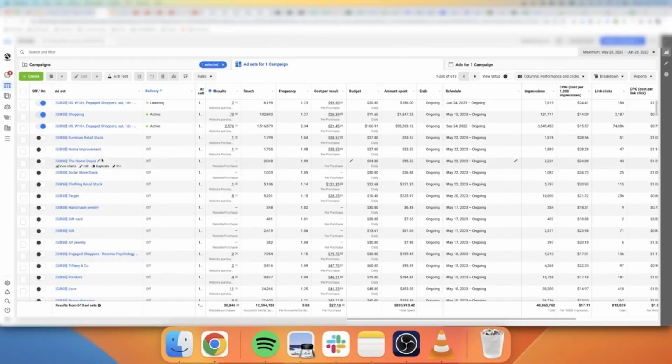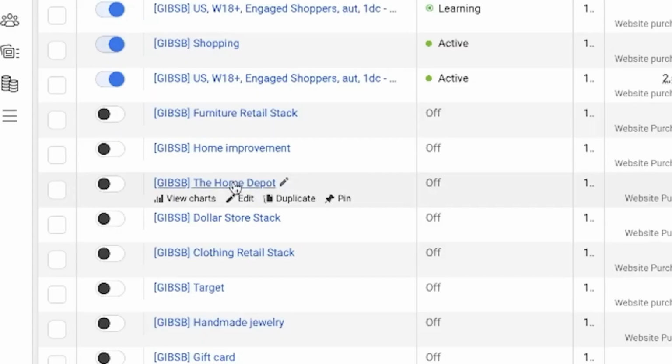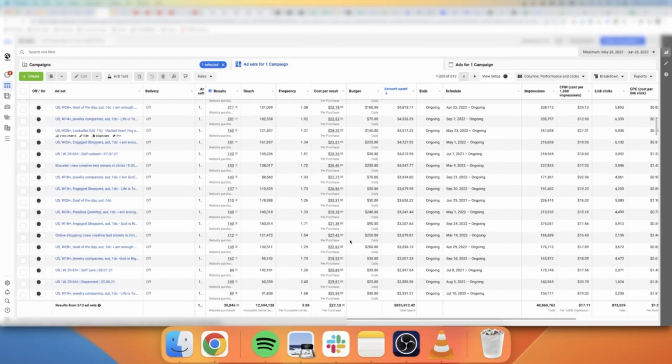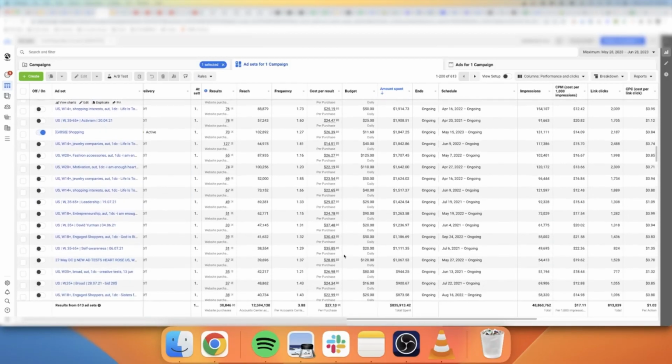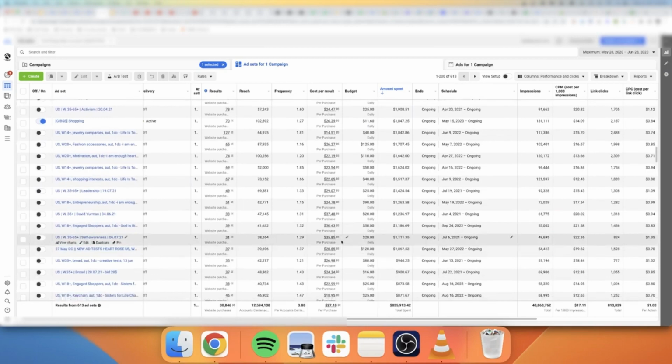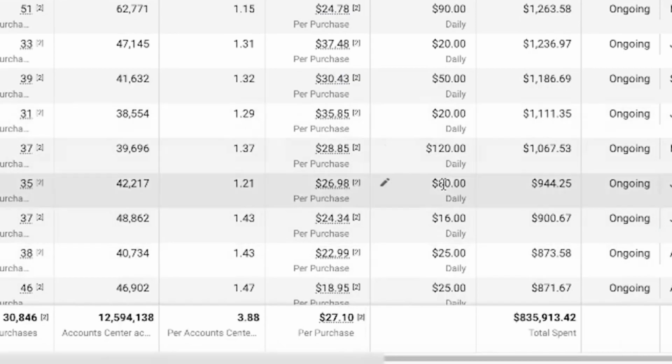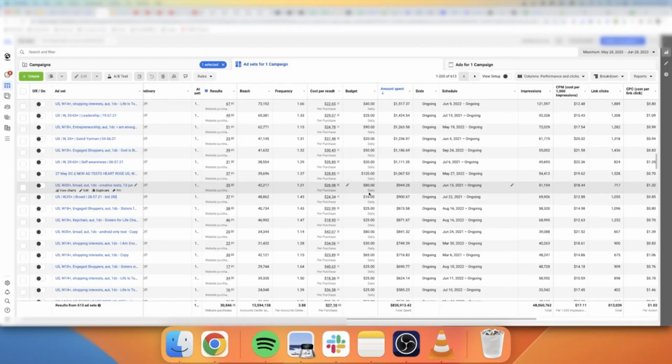So you can see each one of these ads is pretty much testing new interests. This interest, for example, is Home Depot. This interest is like dollar store stack, Target, handmade jewelry. Some of these you can see are vastly overspending, or they're not getting very good results, like $35 cost per purchase, whereas some are only getting like $18 cost per purchase. And so the key for you is to find these key interests while you are scaling your account.